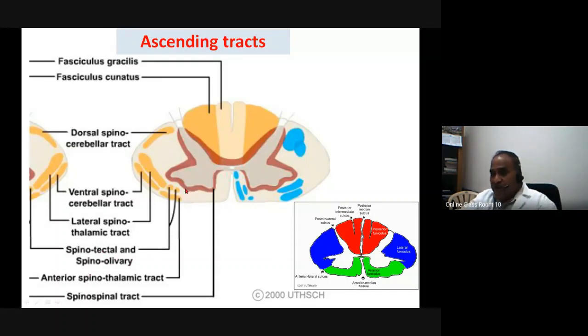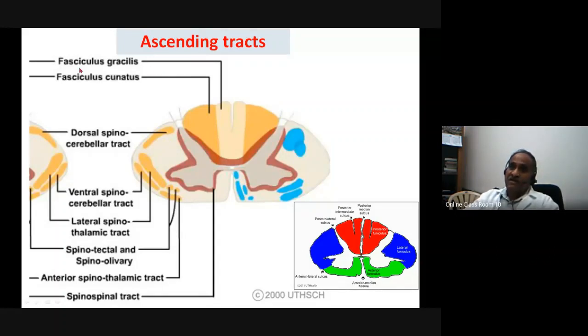Then we have the anterior spinothalamic tract. Again, this is the lateral spinothalamic tract, and this is the anterior spinothalamic tract. The lateral spinothalamic tract carries the pain and thermal sensation, and here crude touch and pressure are carried by the anterior spinothalamic tract. That's about the ascending tracts.